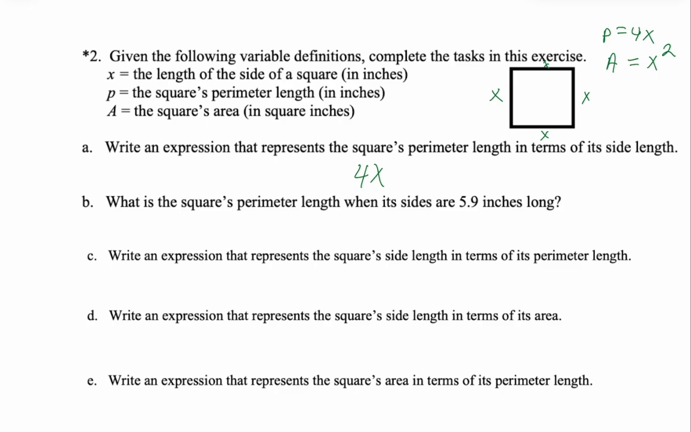What's great about having a representation like that is when we get to B, where it says what is the square's perimeter length when its sides are 5.9 inches, we can just do a substitution. Please make sure to keep the units if there are units involved. So 4 times 5.9 is a total of 23.6 inches.